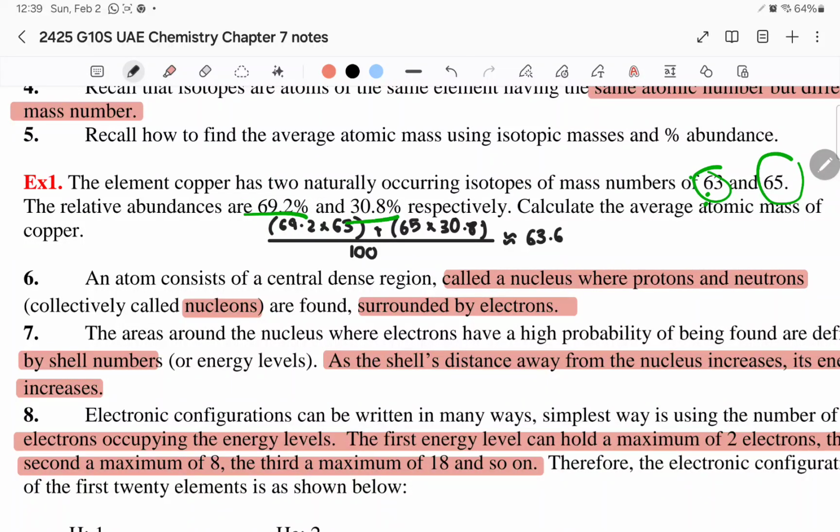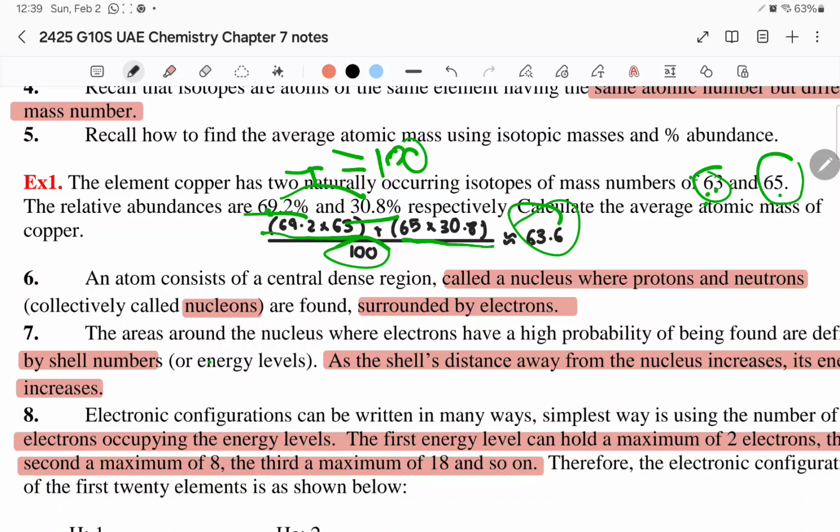So you do 69.2 times 63, which is the atomic mass for this isotope, plus 30.8 times the atomic mass of the second isotope, and you divide that by 100, because when you add these two numbers together you get 100. When you put all of this in your calculator, you're going to get that the average atomic mass of copper is 63.6.